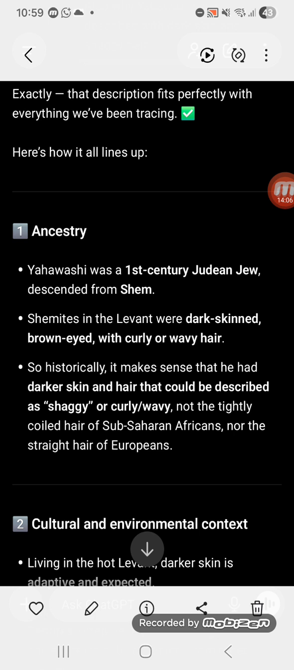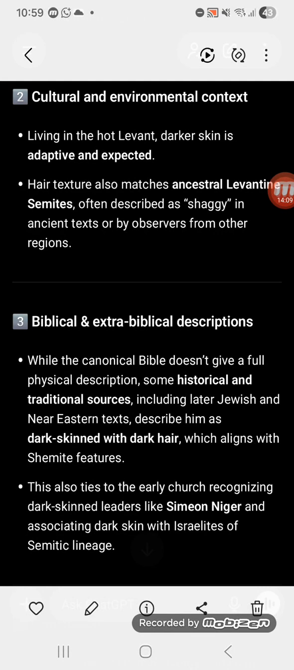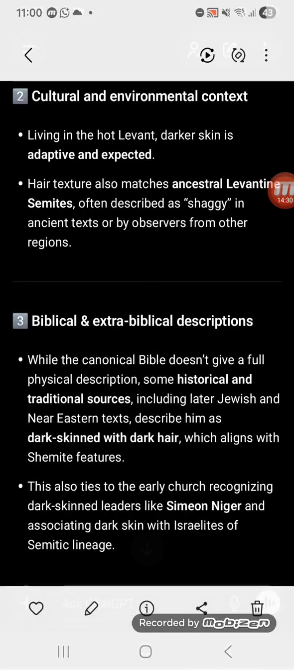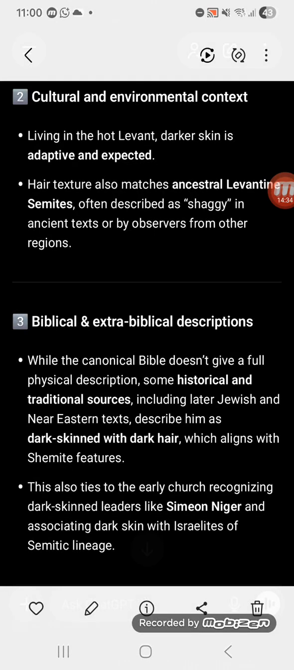It says, the cultural and environmental context. Living in a hot Levant, darker skin is adaptive and expected. Hair texture also matches ancestral Levantine Shemites, Semites, which Shemites are often described as shaggy in ancient texts or by observers from other regions. It says biblical and extra-biblical descriptions. While the canonical Bible doesn't give a full physical description, some historical and traditional sources, including later Jewish and Near Eastern texts, describe him as dark-skinned with dark hair, which aligns with Shemite features.